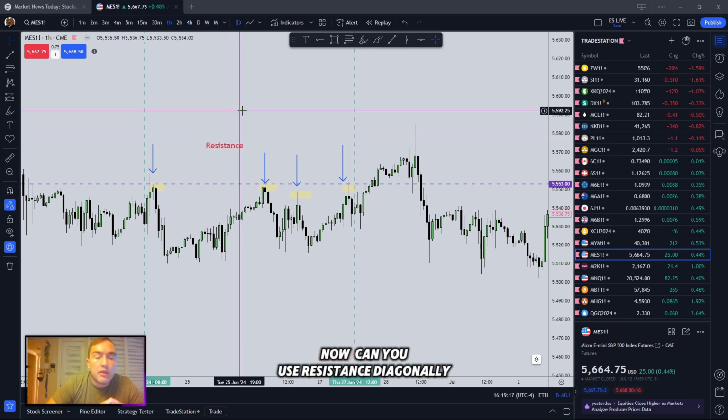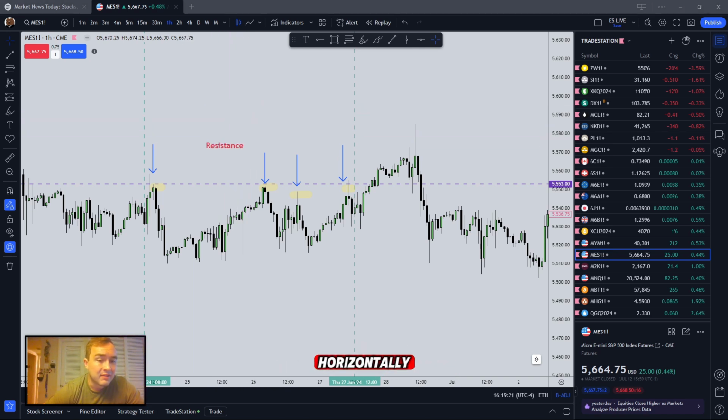Now guys, can you use resistance diagonally? Does it just have to be horizontal? No. But in my opinion, and especially for a beginning trader or beginning technical analyst, stick to horizontal support and resistance. In this portion of the Ultimate Beginner's Guide, I covered support and resistance, how to identify it, what you're looking for, and sticking to horizontal support and resistance.